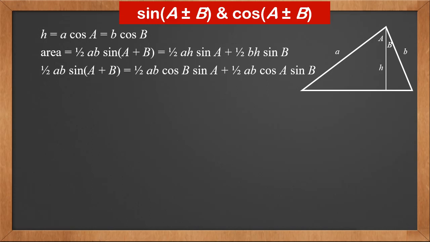We get half ab sine (A plus B) equals half ab cosine B sine A plus half ab cosine A sine B. Half ab gets cancelled. Therefore, sine (A plus B) equals sine A cosine B plus cosine A sine B.